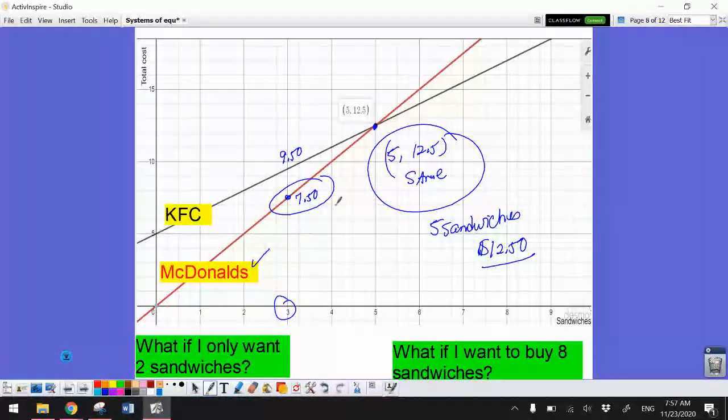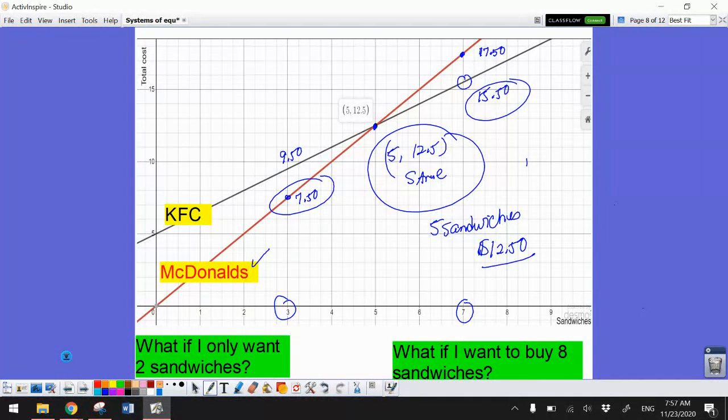Well, where does that stop being the best deal? Well, let's go on the other side of our equilibrium point. Let's go up here to 7 sandwiches. So if I want 7 sandwiches, I see that the black line, which is Kentucky Fried Chicken, is about $15.50. But my McDonald's is up here at about $17.50. So who's the better deal? Yeah, Kentucky Fried Chicken is the better deal at that point. So how do I explain to somebody which one is the better deal?